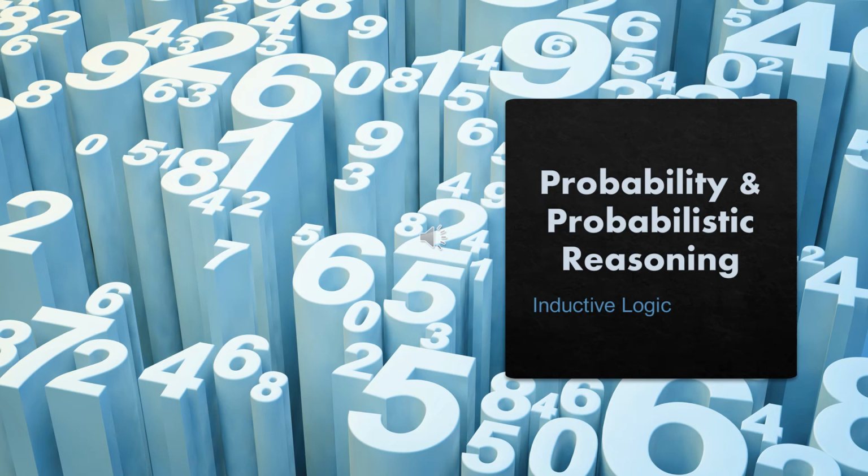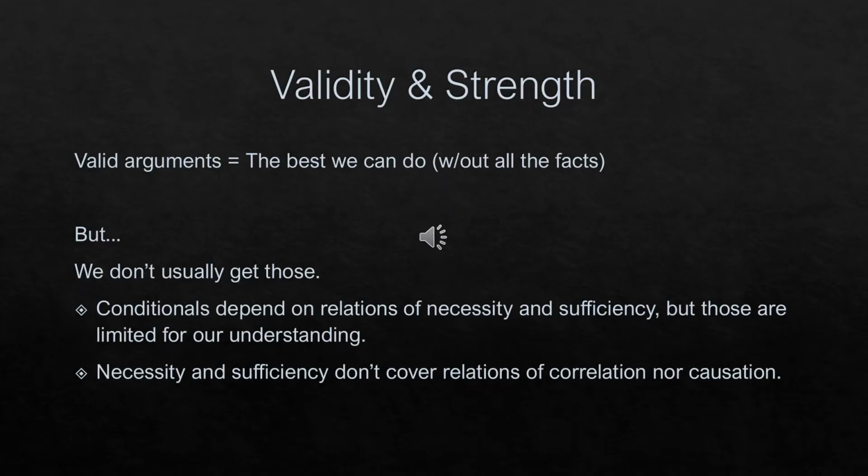This lecture is going to be on probability theory and probabilistic reasoning, focusing on certain kinds of inductive logic. As we've covered up to this point in the course, valid arguments are deductive arguments, and they're basically the best kind of argument that one can give without knowing all the facts, right?